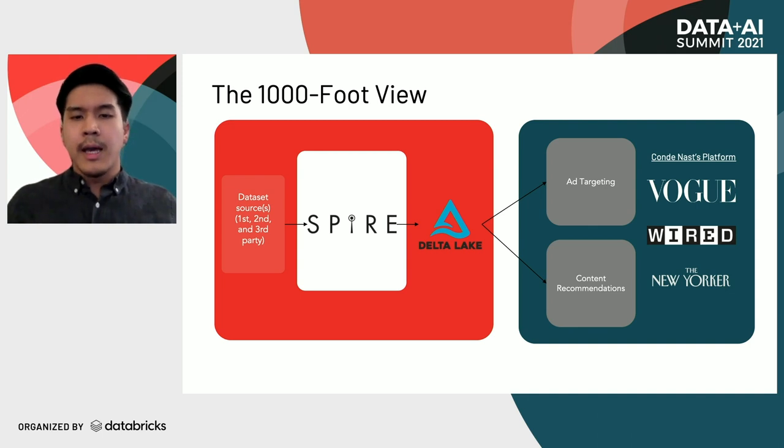read by downstream processes. Most of these processes can be categorized into two categories. One is ad targeting, and the second one is content recommendation. And the way that users will see these, the Spire output will be either through more relevant ads for the user, or a better recommendation of content that might be relevant to that user.